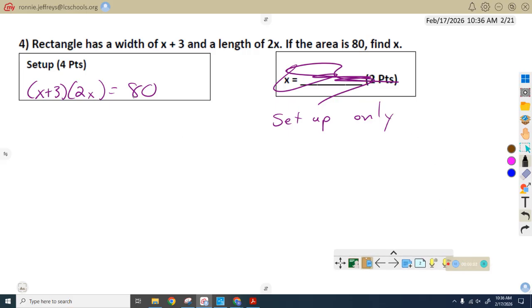Now, to actually solve this, two things would have had to happen. Number one, you would have to know how to solve by factoring. Number two, you probably would have had to use some type of outside help.